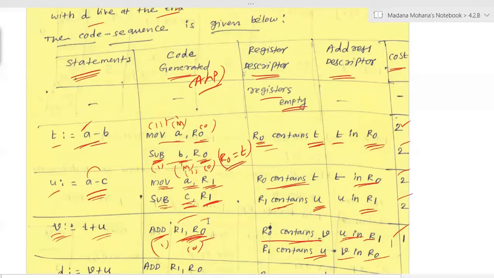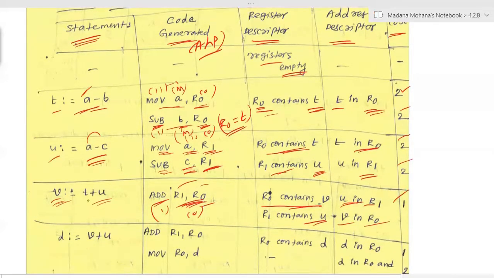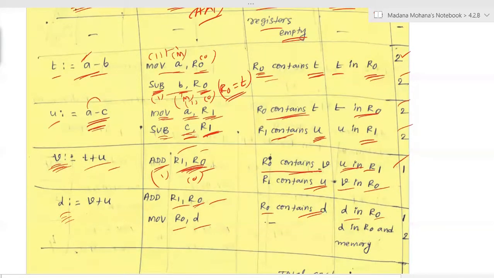Then the last statement, D equal to V plus U. V means this one, U means this one. So now add the current registers: add R1 comma R0. Then you have to move. Now the result is in R0, the right hand side. That can be moved to D, the resultant field. So move R0 comma D. Here the register descriptor says R0 contains D now, the left hand side value. D is in R0, and in memory also. In both locations, D in register and memory. But from the cost perspective, we will consider only the register location.